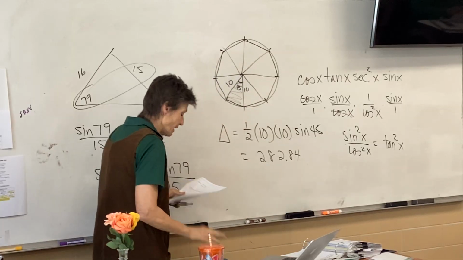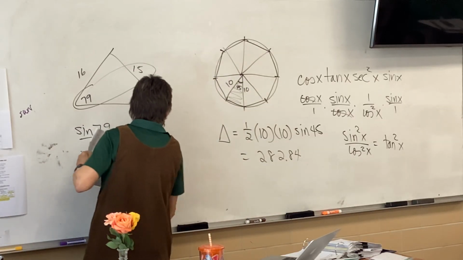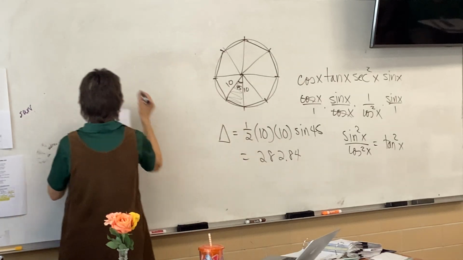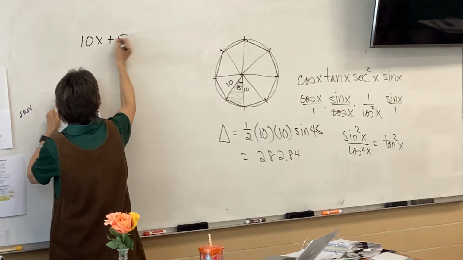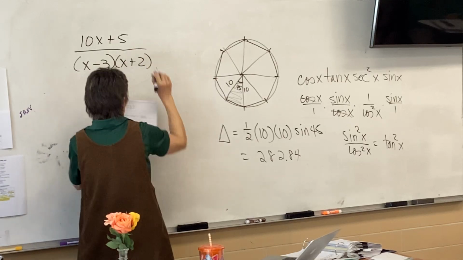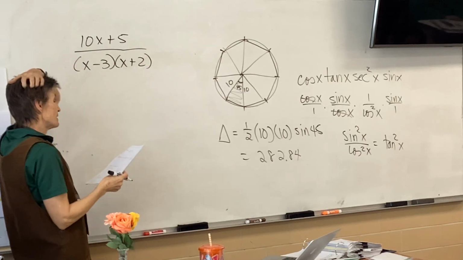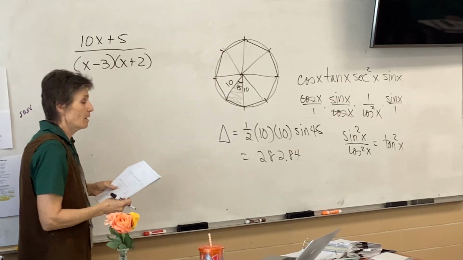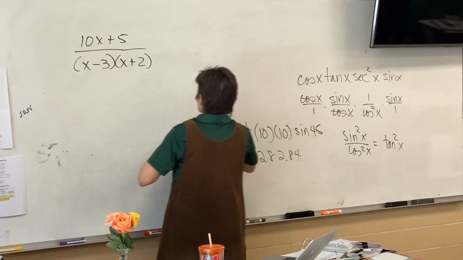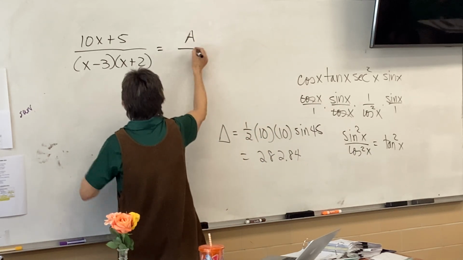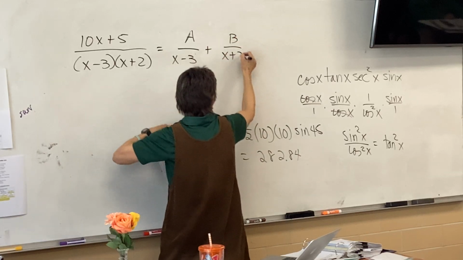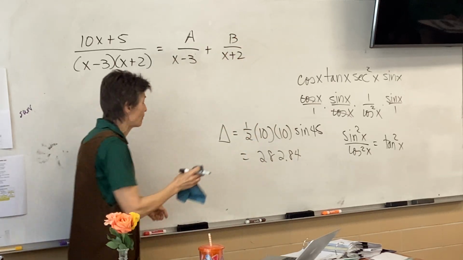Who remembers how to find the partial fractions? First thing we do is factor our denominator. We want to factor our denominator. Then the partial fractions will be something over one of the factors plus something else over the other factor. Those are called the partial fractions.